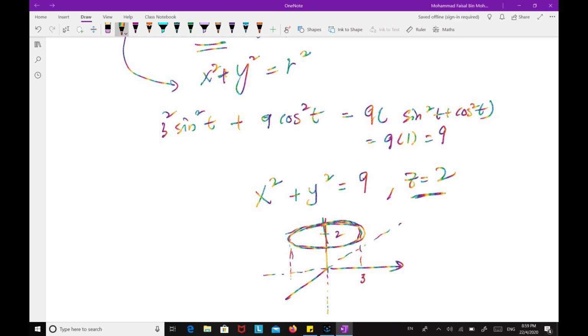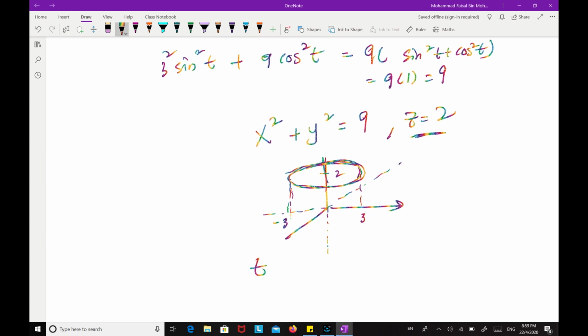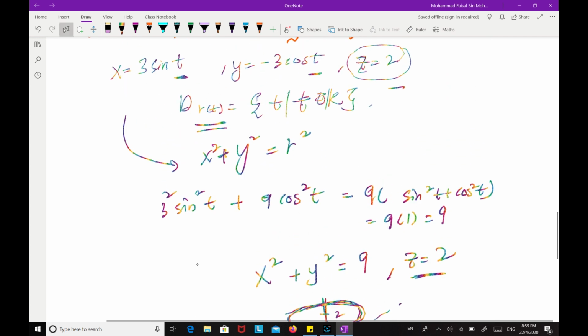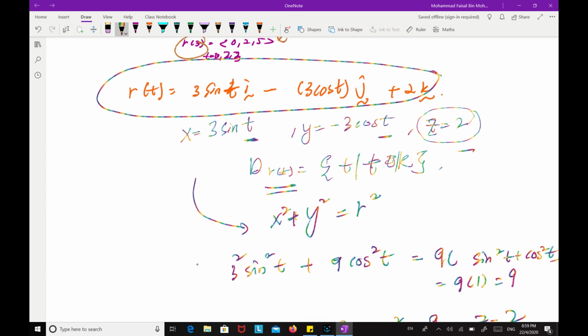So here should be 3, and here should be negative 3. Okay, we already draw the function. Now we have to choose the direction of the increasing t. So the 3 should be from 0 to pi. So please use 0 to 2 pi. Please use radian for this question. Okay, for this kind of problem, please use radian.